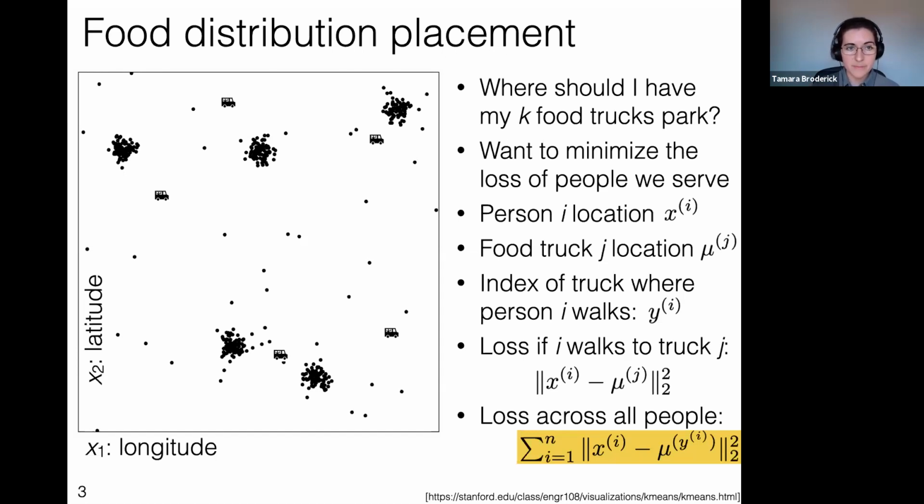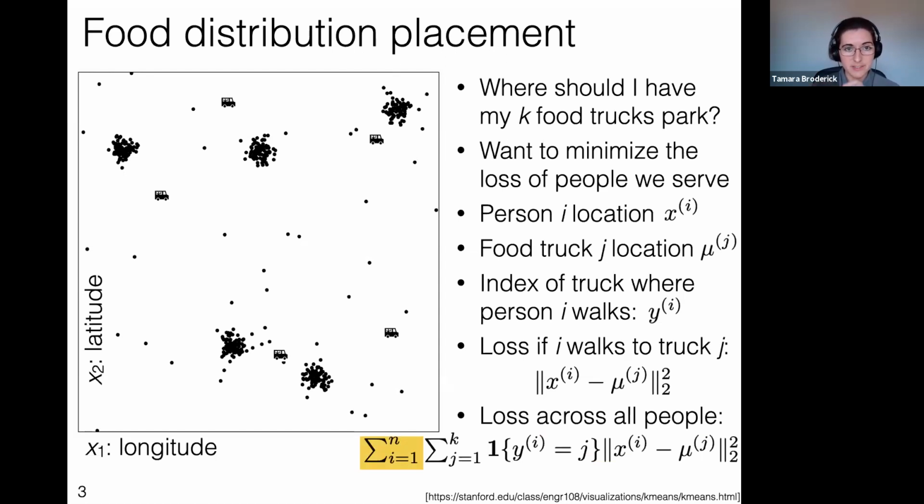Now I'm going to write this exact same formula in a slightly different way. Exactly the same thing, just adding up the loss over all of the people, but written in a slightly different way. Let me talk through this. Again, we're just summing up the loss for every individual that this charity is serving, so i equals 1 up to n.